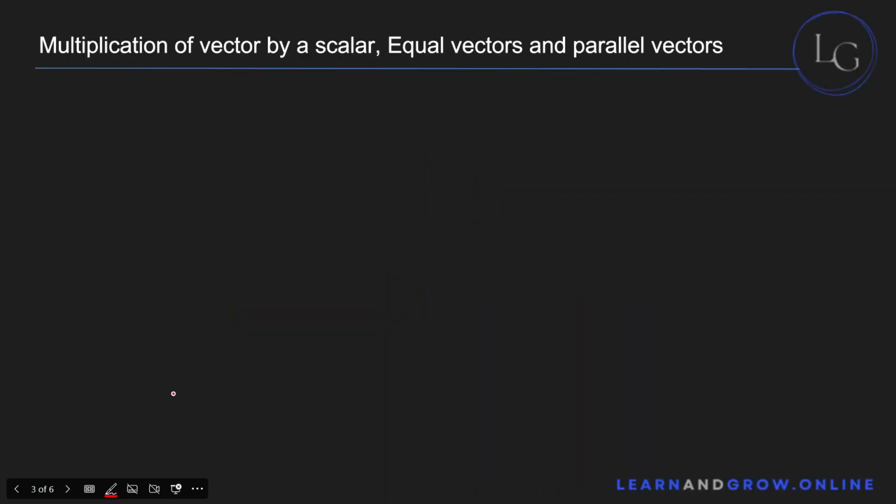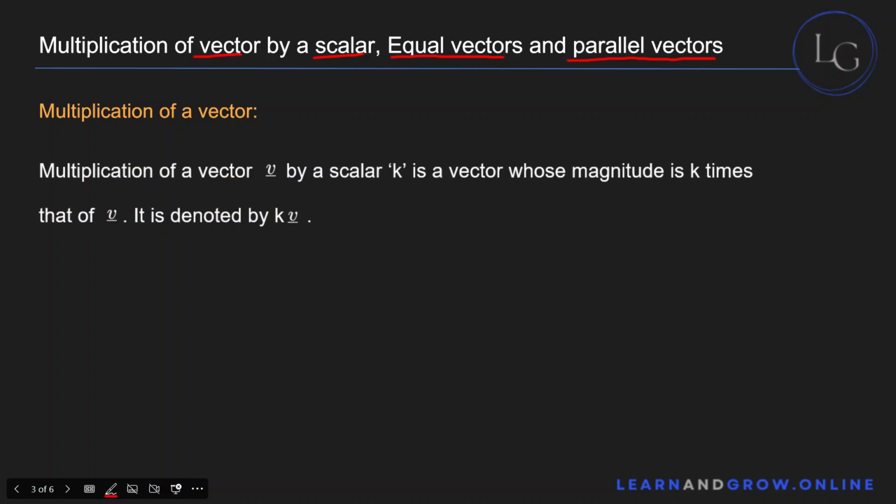Now, let's see the multiplication of a vector by a scalar. So we multiply a vector with a scalar. And let's also discuss equal vectors and parallel vectors. Okay, so let's first discuss the multiplication of a vector with a scalar.